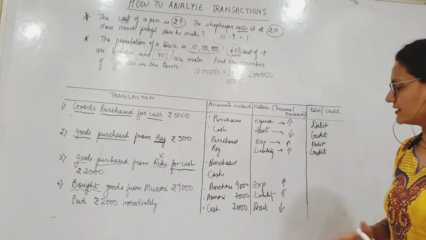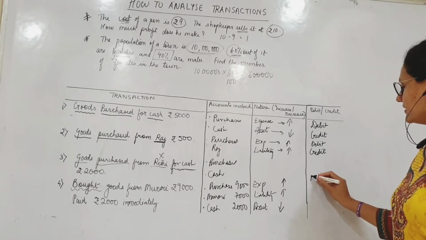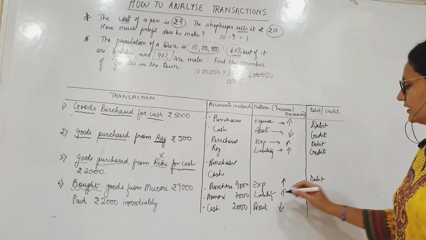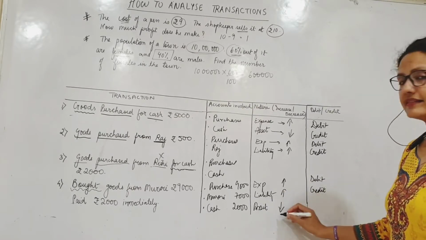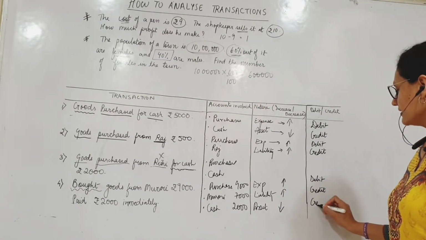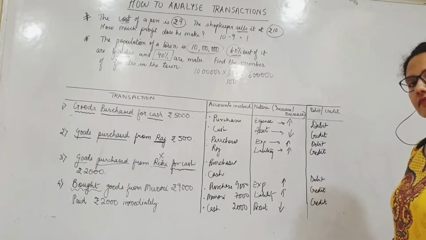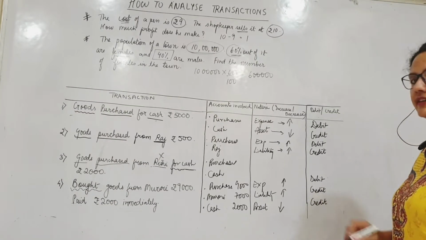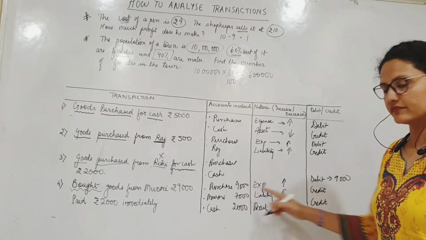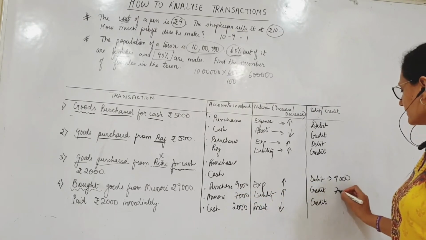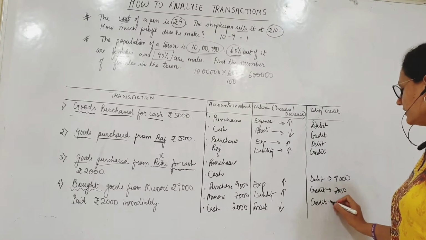Based on expenses, whenever expenses are increasing, we debit it. Liability, when it increases, I credit it. Asset, when it decreases, I credit it. So 1 debit and 2 credits. Debit कितने का है भाई? 9,000. Credits कितने के हैं? 7,000 and 2,000.